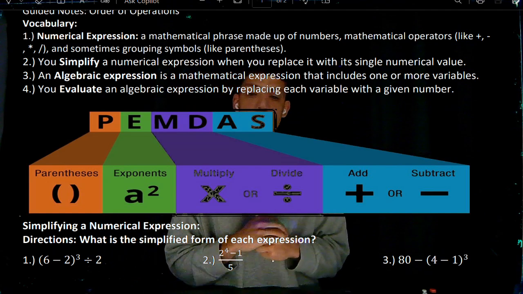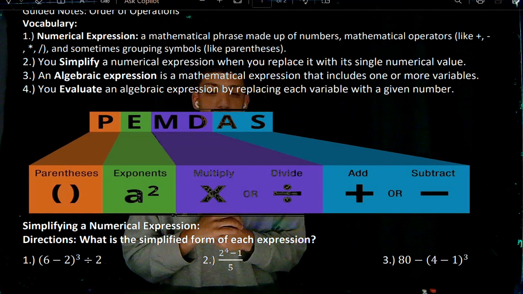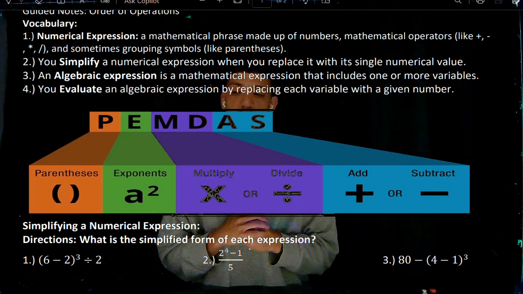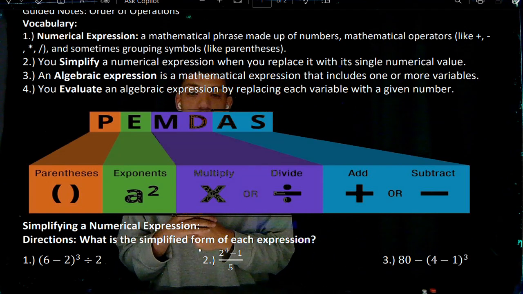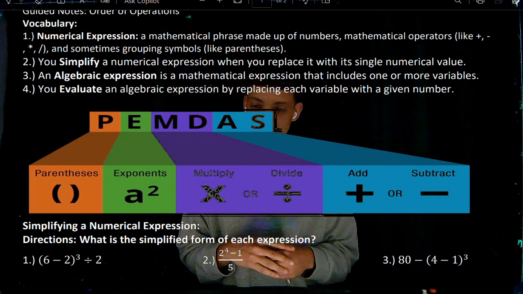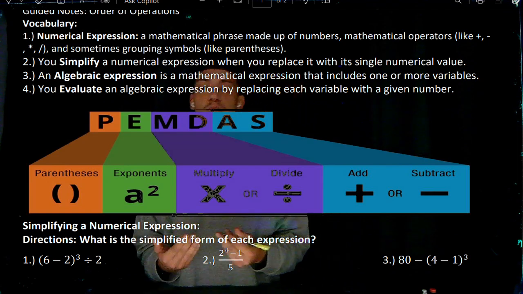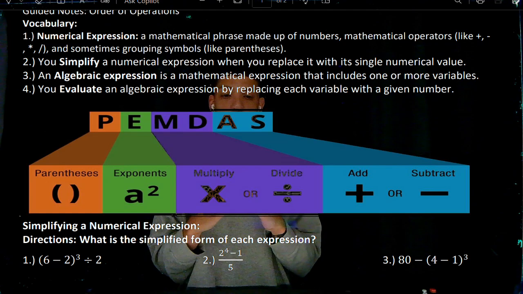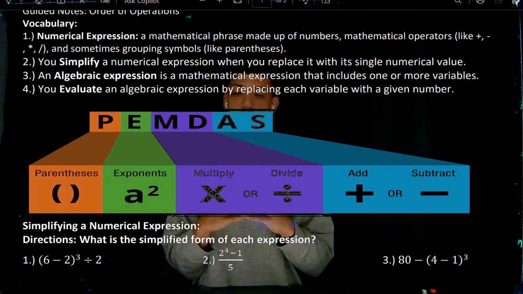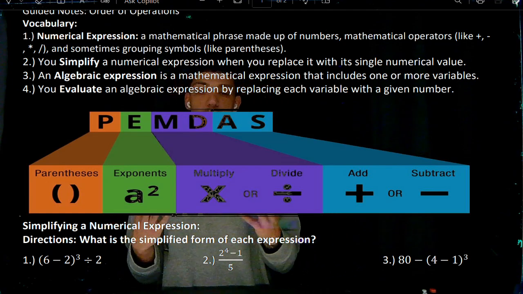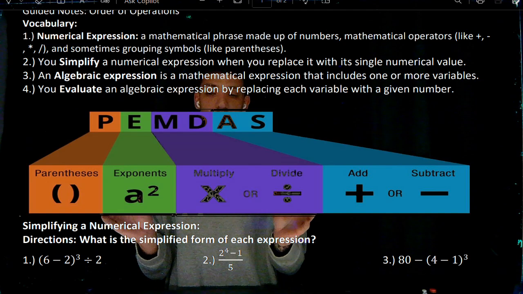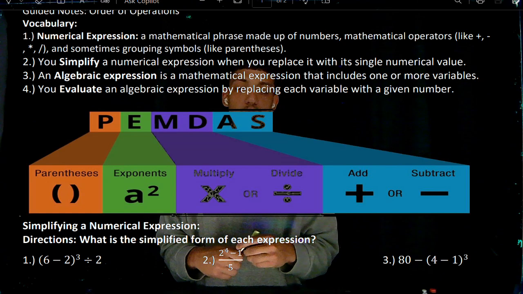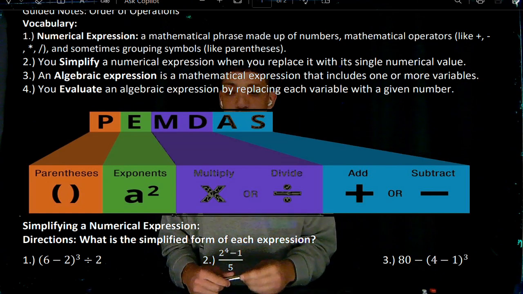A numerical expression is a mathematical phrase made up of numbers, mathematical operations like addition, subtraction, multiplication, or division, and sometimes grouping like parentheses. What we do with those numerical expressions is simplify them to a single numerical value. When I say simplify the expression, I want you to take the numerical expression we're working with and take it to its final result, which should be one single number.